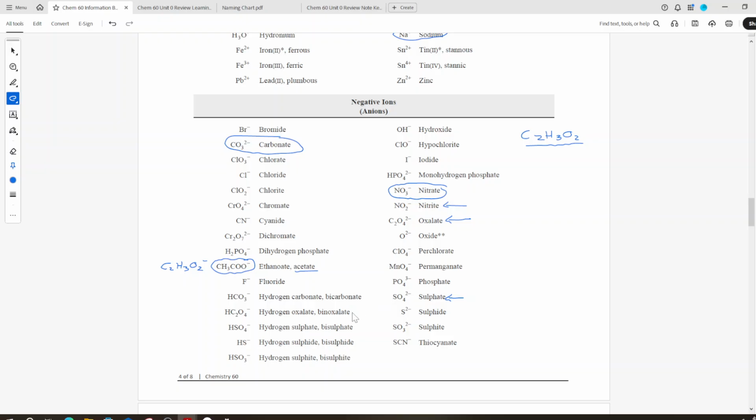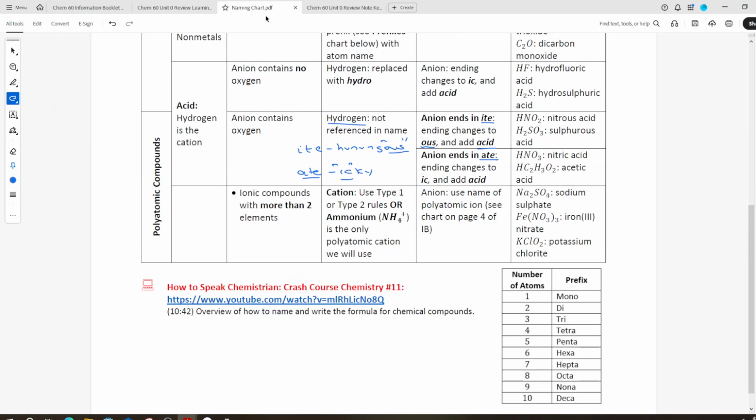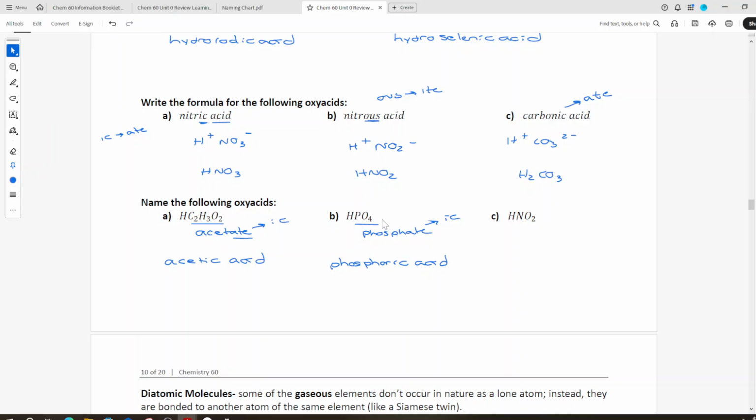So again, we looked up PO4, it was phosphate, but then we changed it. And same thing with like sulfate becomes sulfuric acid. There are a couple things that I'm realizing are not entirely included in here. Yeah, so just be aware of that. But you do enough chemistry and you're like, oh yeah, okay, it's just one of those ones.